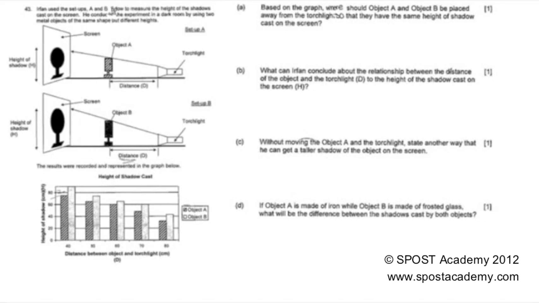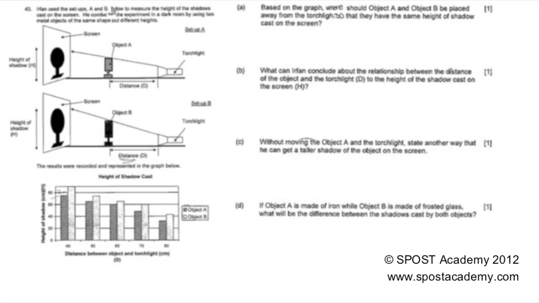Ifran used the setups A and B below to measure the height of the shadows cast on the screen. He conducted the experiment in a dark room by using two metal objects of the same shape but different heights. The results were recorded and represented in the graph below.